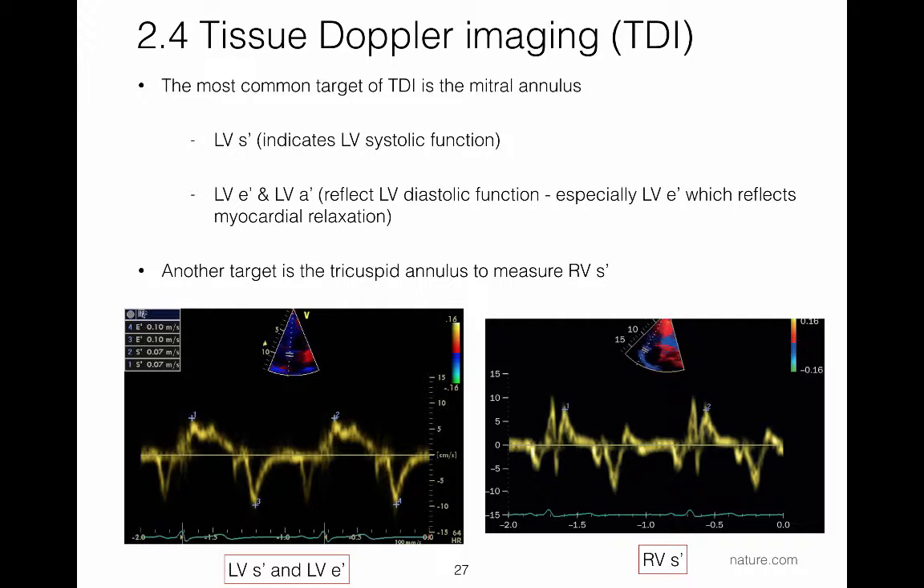Another common target is the tricuspid annulus. Peak systolic tricuspid annular motion, the RV S' measurement, is a marker of RV systolic function.